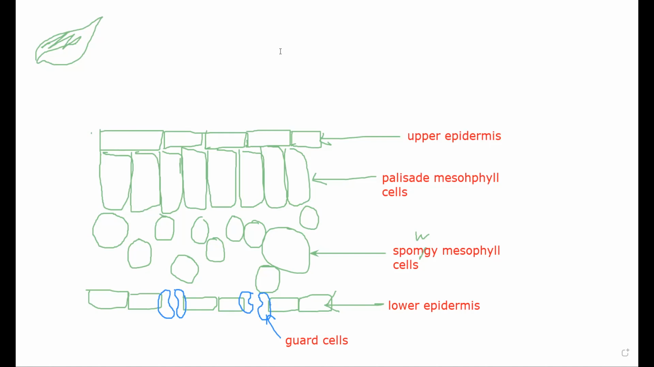Now, why do we have these holes? Can you tell me why do we have these holes? To let the water, carbon dioxide go in. The holes, just like we have our nose, the holes here are called stomata. Carbon dioxide, very good. So these holes are called stomata.